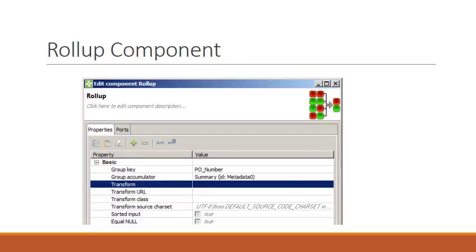This is what the rollup component looks like. We have the group key, which for us is the purchase order number. We'll be grouping by purchase order number. If we had no group key, if we left this blank, it would give us the totals for the entire input record set. And then the group accumulator is the next line, and that is the summary that we'll be sending to the output port.